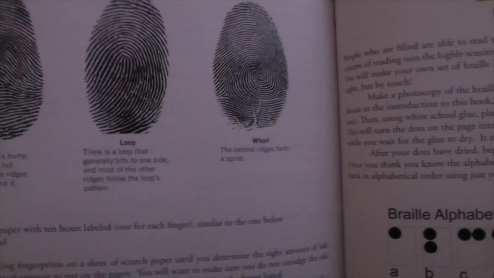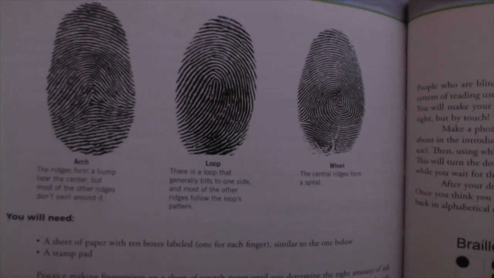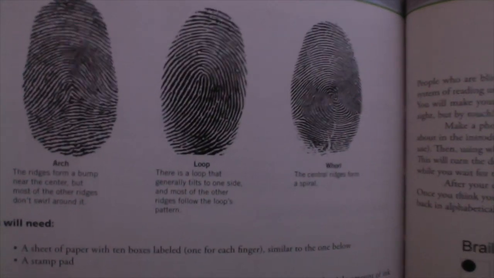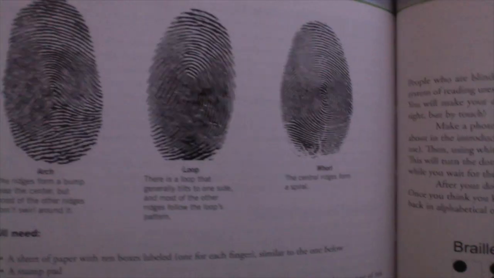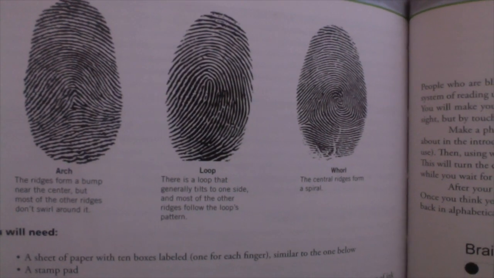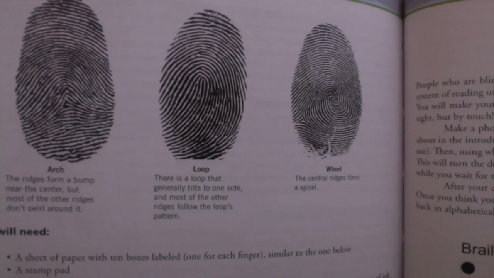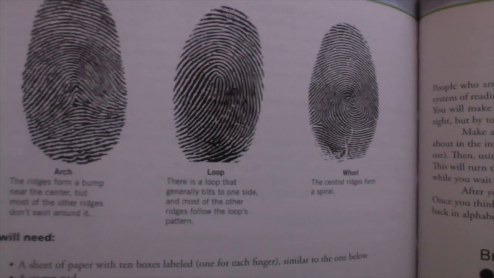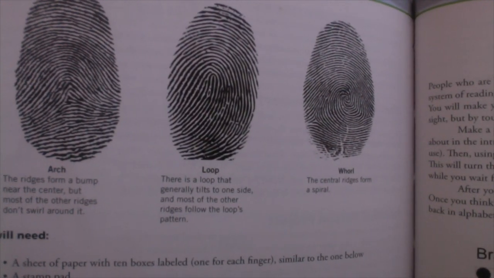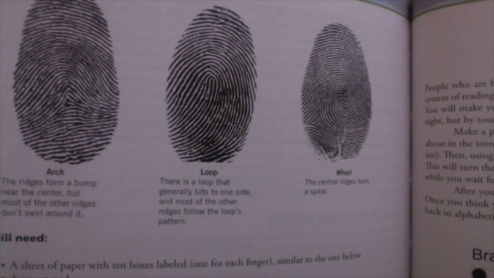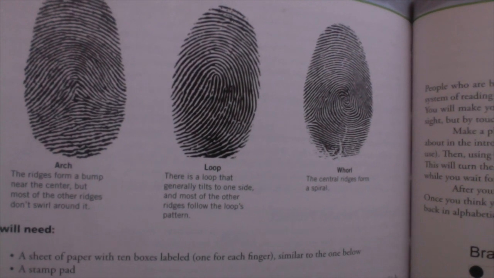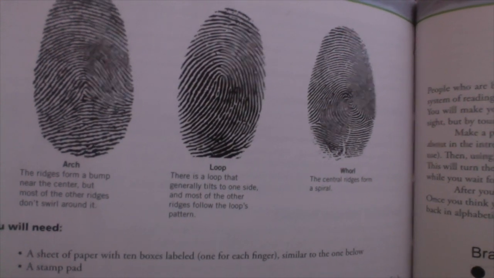Now, here is a picture of some different fingerprints. You'll see that they can look different. There's one with an arch, one with a loop, and one with a whirl. So I guess it tells us that fingerprints can be different, right?